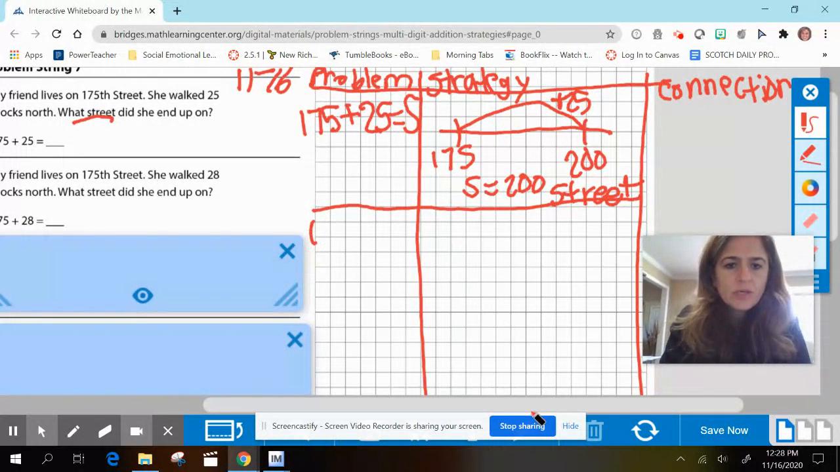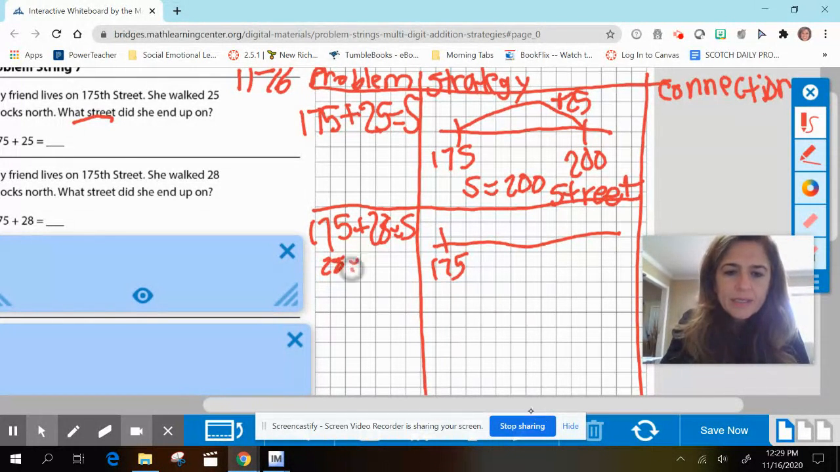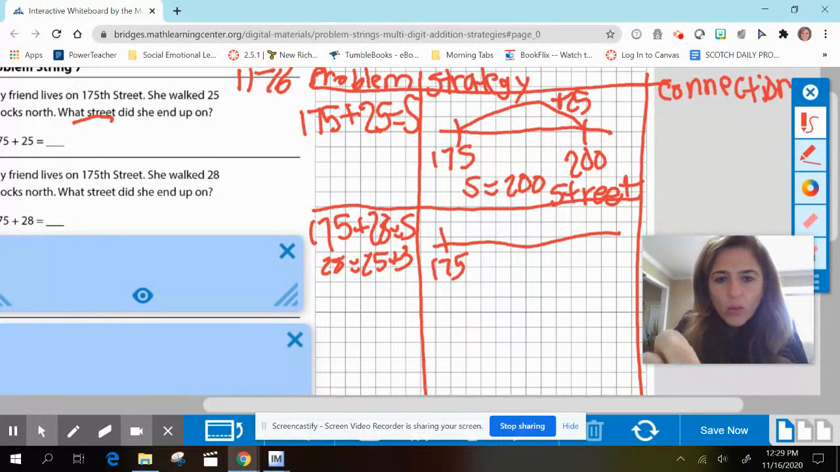So again, starting position is 175. You're adding 28 to get to what street? So make sure you're writing your problem the way I have it. We have an open number line starting with 175, right? We already know 28 is 25 plus 3. We already did the work up here for 25, didn't we?